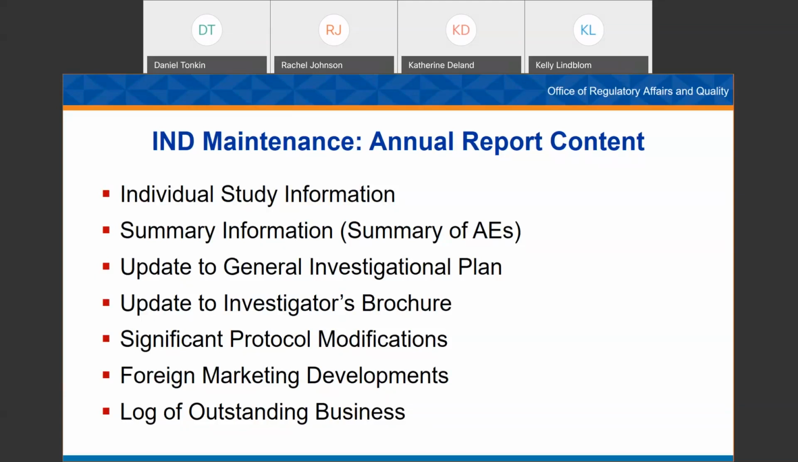FDA also wants to know if there have been any updates in foreign marketing. So if your drug product has been approved or withdrawn, for example, in another country, then you should include that here. And you can also use this as an opportunity to log any outstanding business with FDA. So if there has been a request by the sponsor for which they're expecting a reply, a comment from FDA, or even a meeting with FDA, you can include that here.